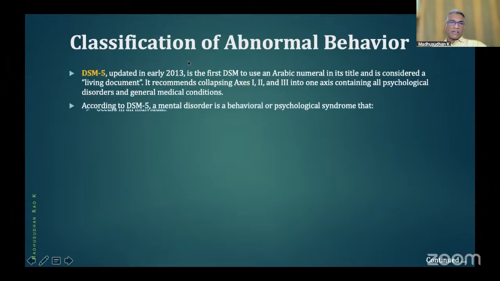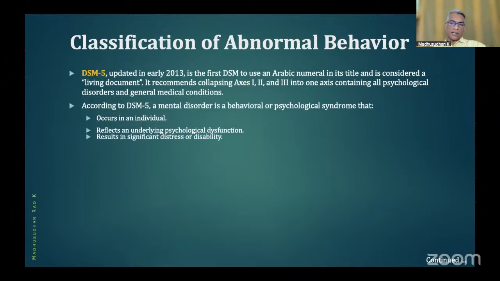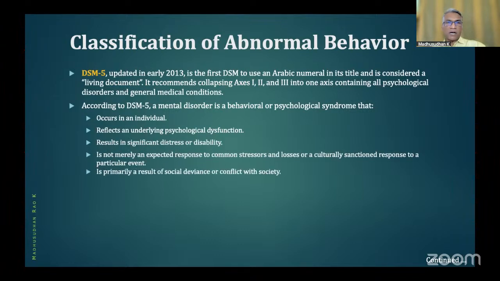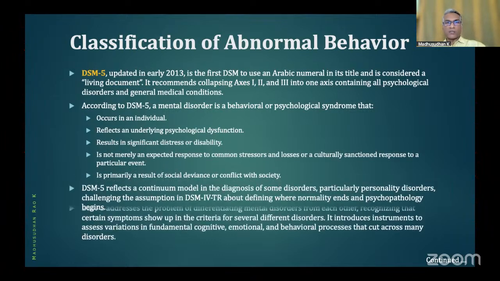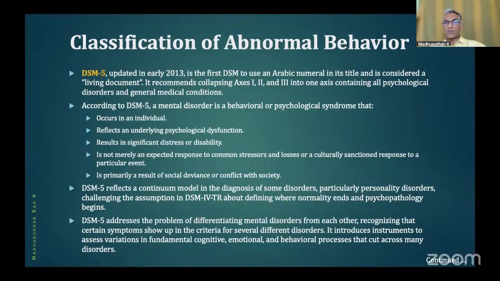Now, classifications of abnormal psychology, in continuation to that. DSM-5 was updated in early 2013 and is the first DSM to use Arabic numerals in the title, and it is considered a living document. It recommends collapsing axis 1, 2, 3 into one axis containing all psychological disorders and general medical conditions.